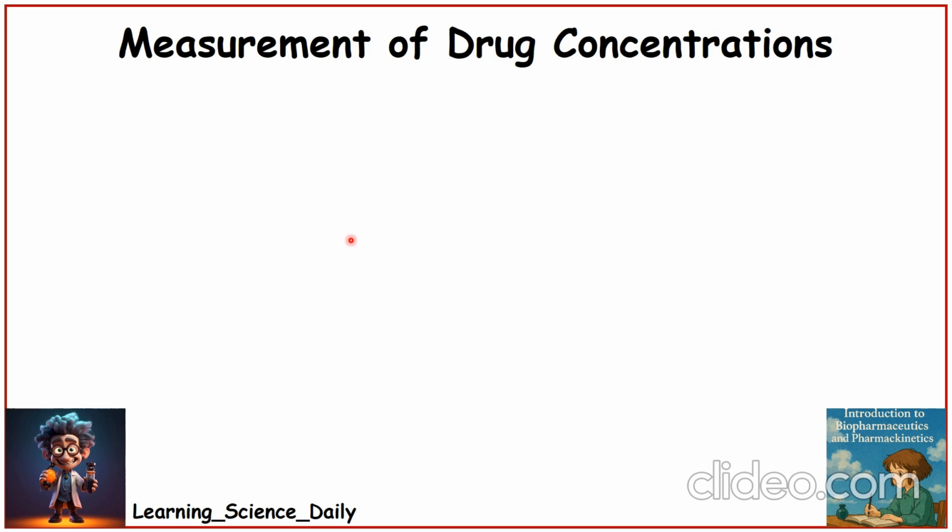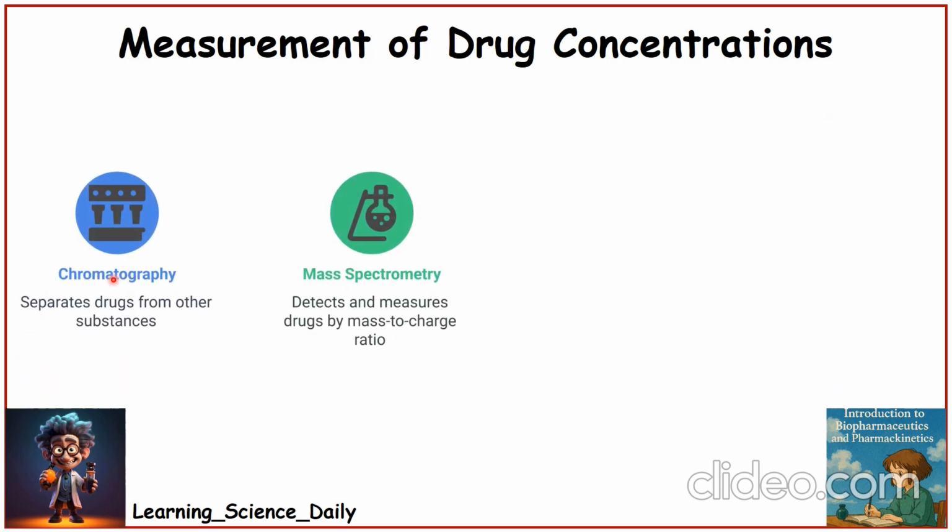To understand how a drug behaves in the body, we need to measure how much of it is present at different times. This is a key part of pharmacokinetics. These measurements are usually done using biological samples like blood plasma, urine, saliva, or even milk. To do this accurately, we rely on highly sensitive and precise laboratory techniques. The most common methods are chromatography and mass spectrometry.